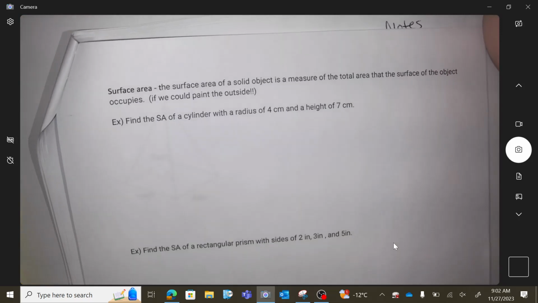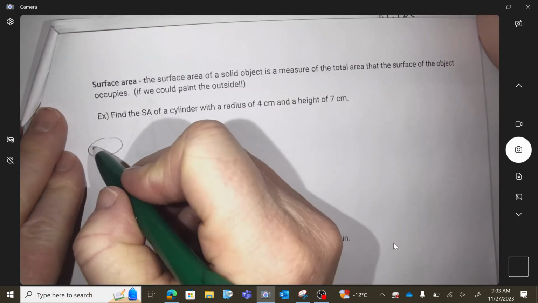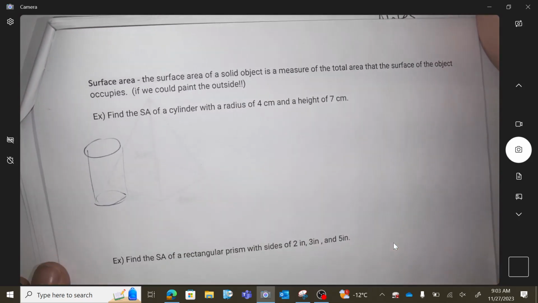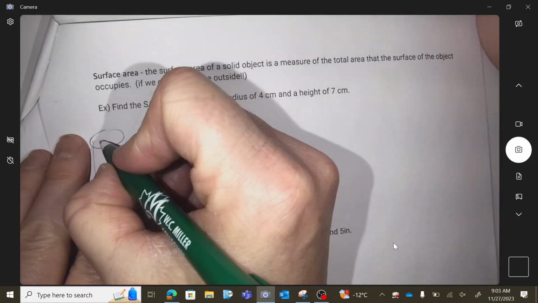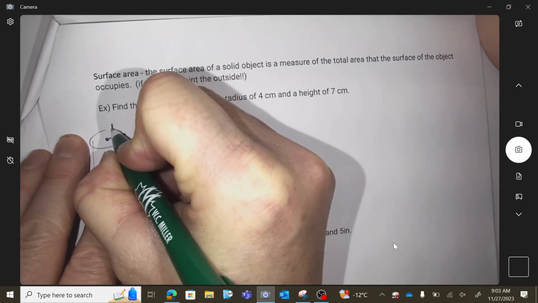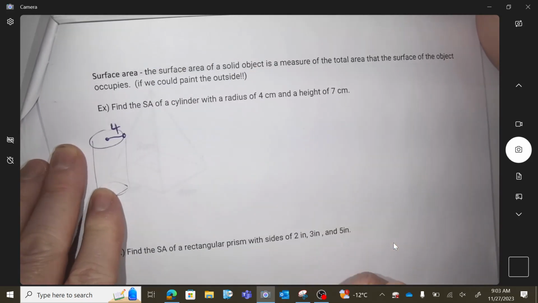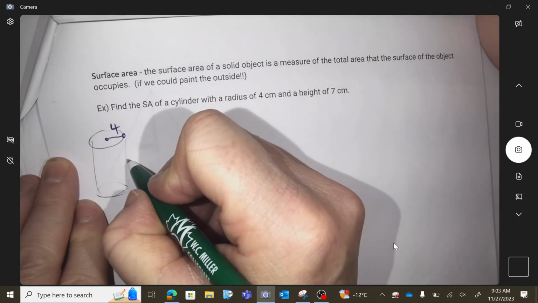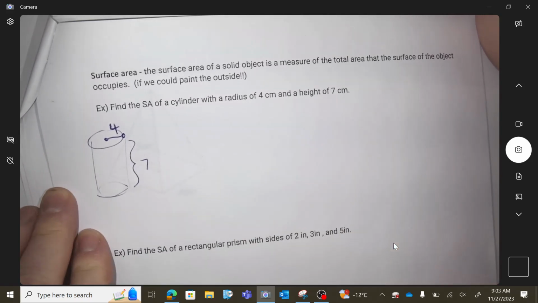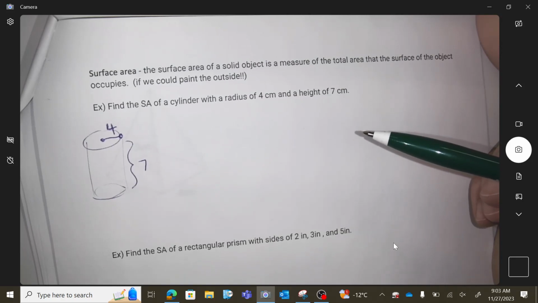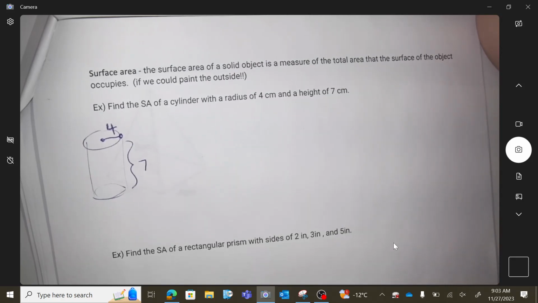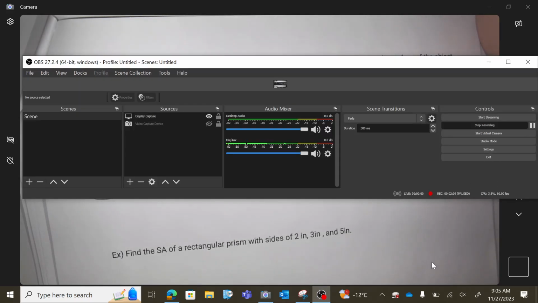Great, so finding the surface area of a cylinder. So do you remember what the cylinder is? Cylinder shape. So it has a radius of 4, and it has a height of 7. So that's what we know. Be careful again on these formulas. The one other thing I can trick you with is giving you diameters, and then you have to figure out the radius. Okay, so watching for the word.